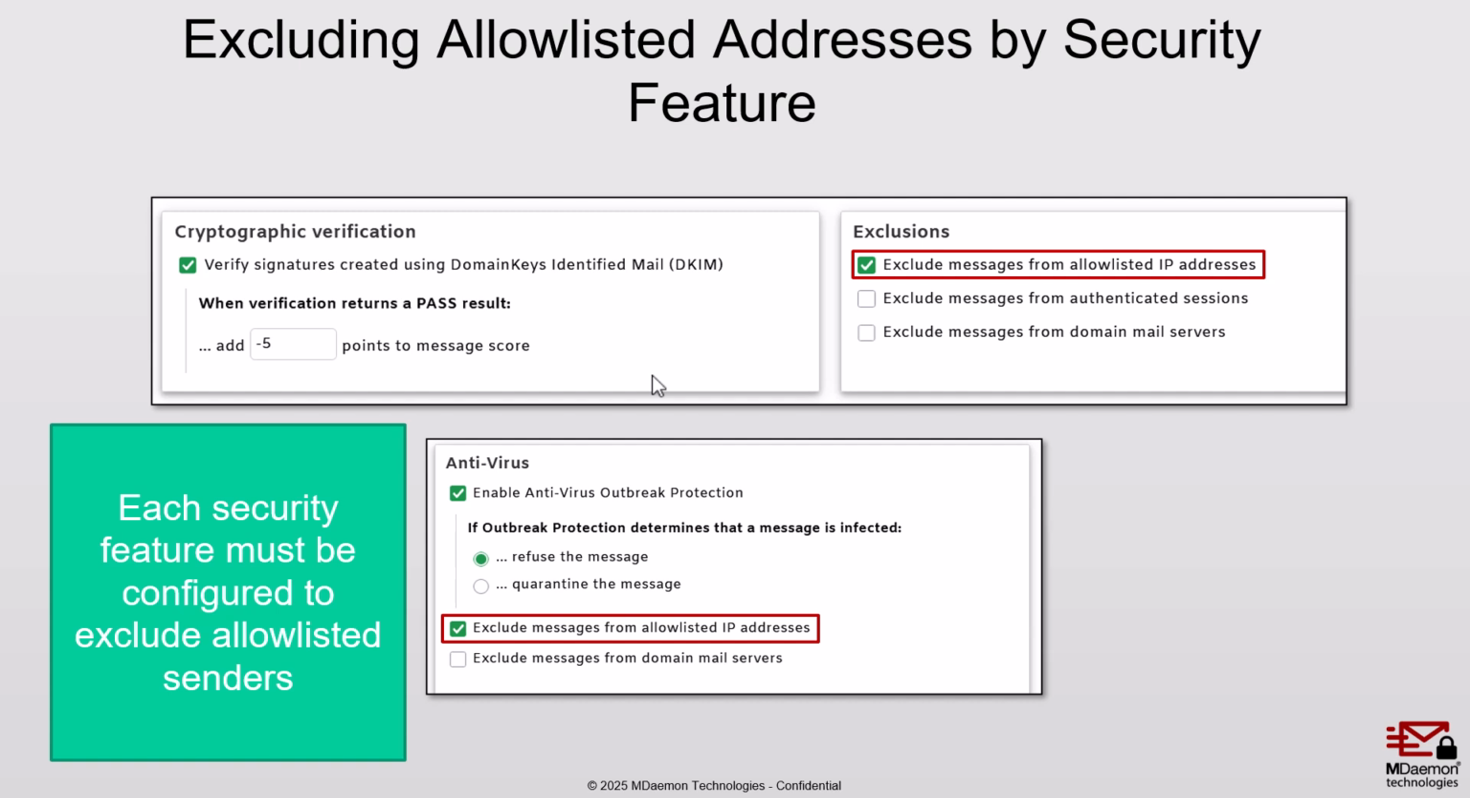Now, just because an entry is on an allow list doesn't mean that it's going to be allowed to be delivered regardless of any security settings. Throughout Security Gateway, you'll find various security features that have a setting that says exclude messages from allow listed senders from this particular security feature. For example, cryptographic or domain keys verification, antivirus outbreak protection settings. You can configure exclusions for messages coming from allow listed sending IP addresses.